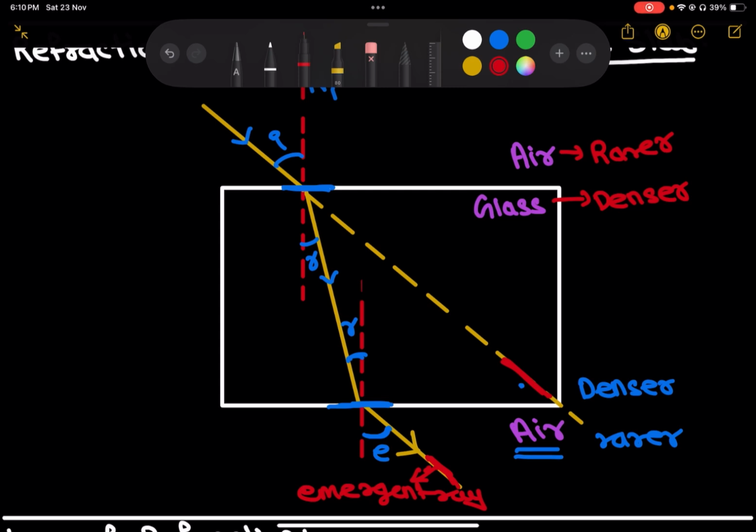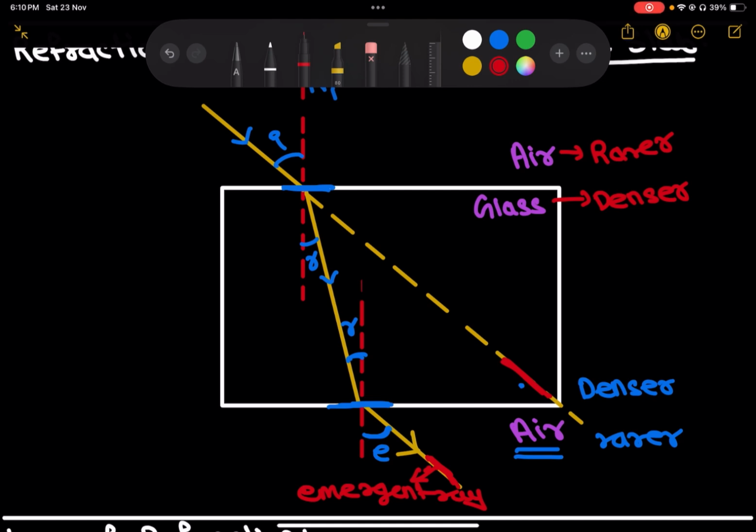So now you are familiar with refraction of light. With this diagram, refraction of light has become completely clear, I hope. Basically, refraction is the change in the speed of light as it enters from one transparent medium to another transparent medium. That is basically refraction.